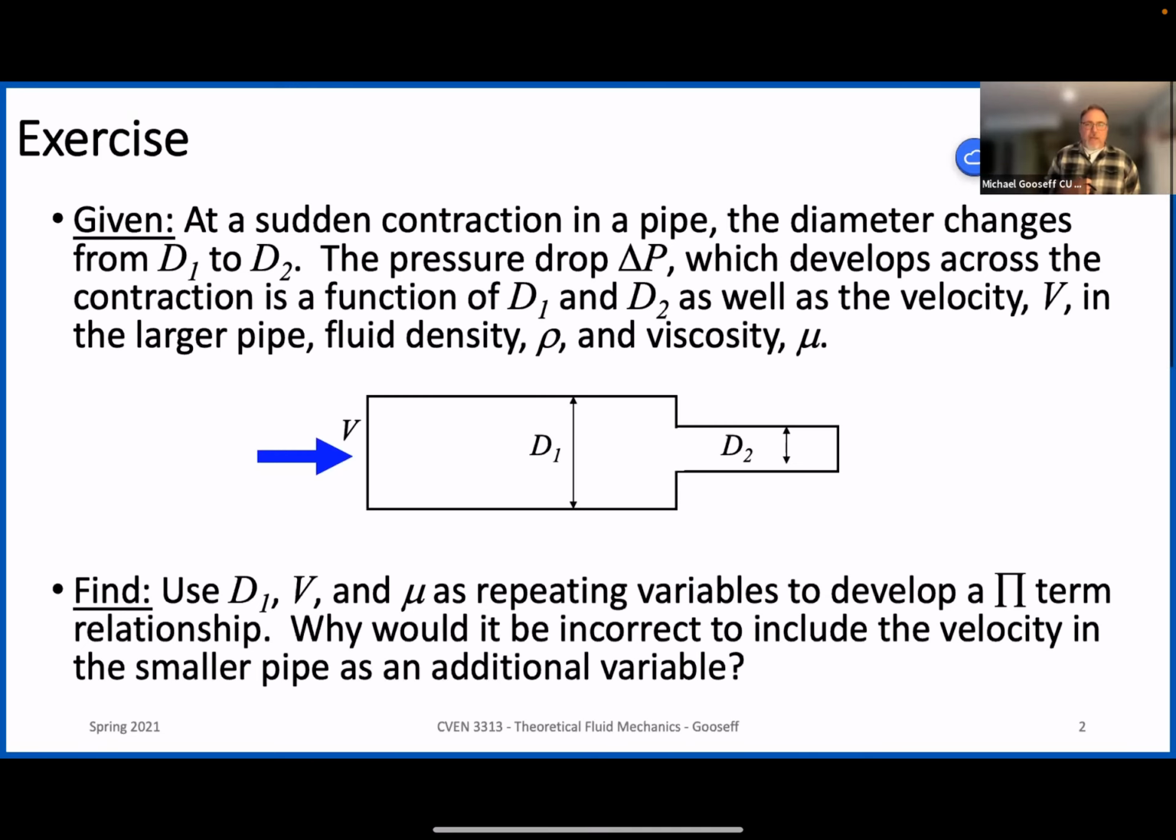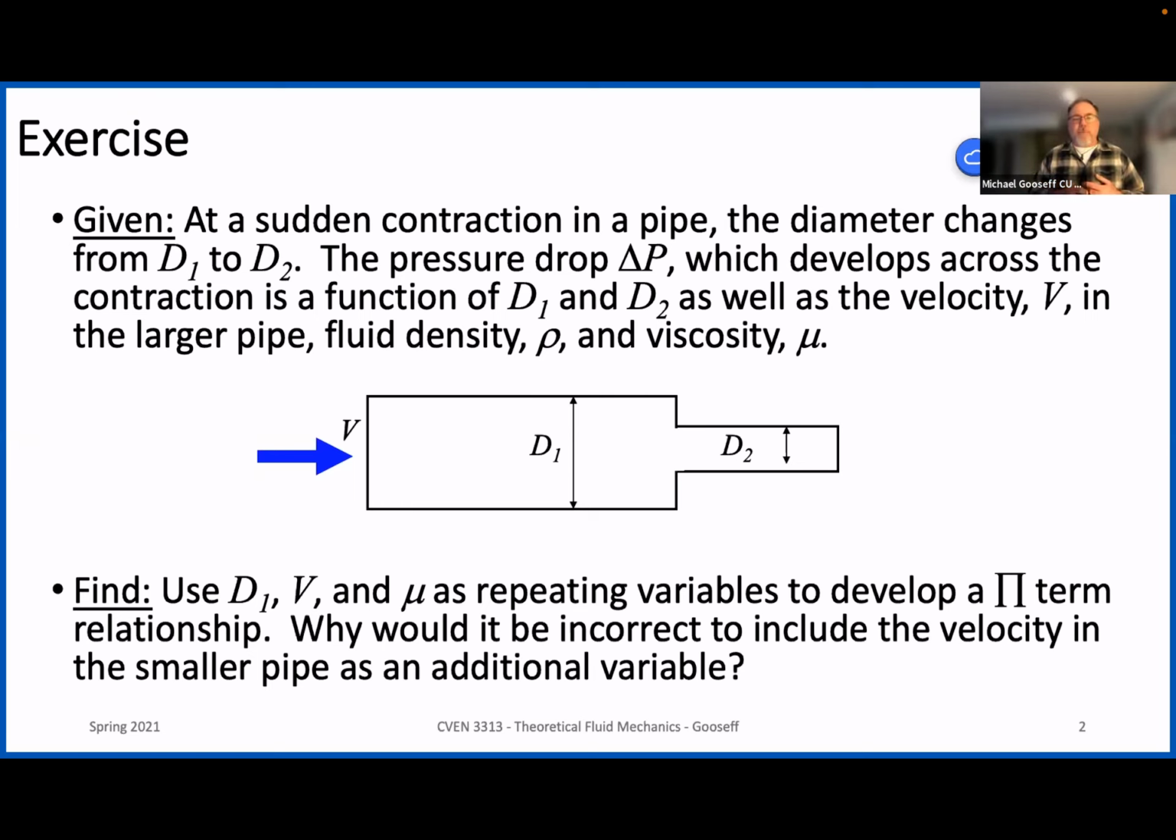I thought maybe instead we could try to work on this together in the class setting. So let's talk about this situation here, and again, working through our Buckingham pi approach. We're given that we have a sudden contraction in a pipe. The diameter changes from D1 to D2. You can see that obviously D1 is larger than D2.